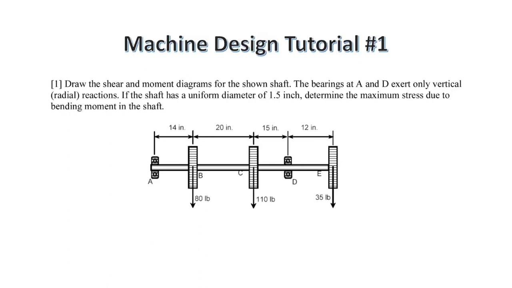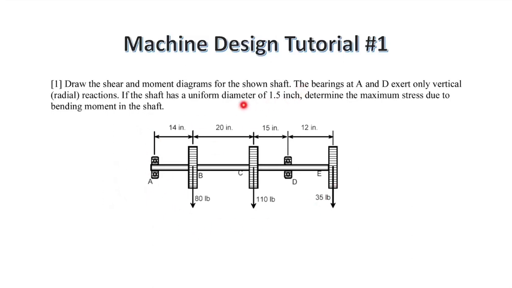Draw the shear and moment diagram for the following shaft. The bearings at A and D exert only vertical reactions. If the shaft has a uniform diameter of 1.5 inch, determine the maximum stress due to the bending moment in the shaft. So here is the figure.